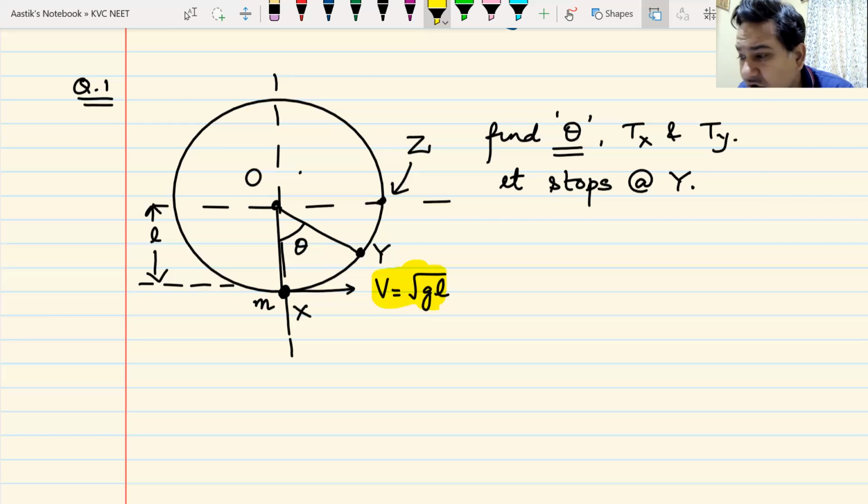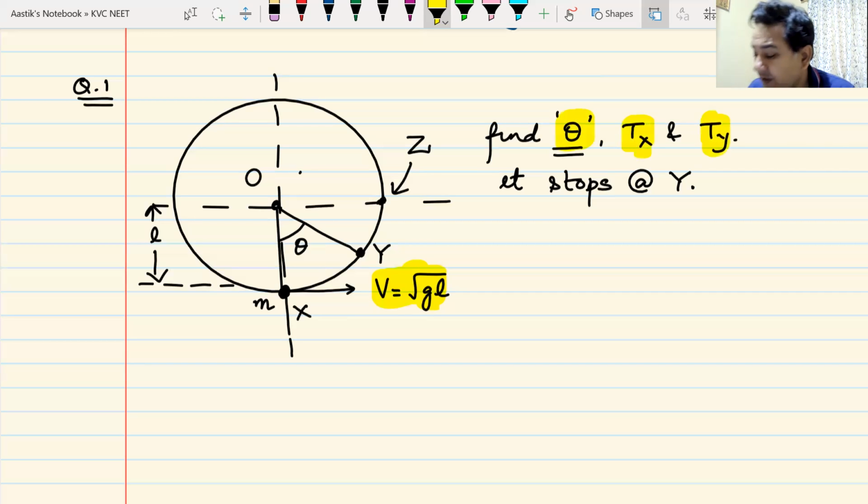Okay. Now it will reach somewhere between X and Z. X is the lowest point and Z is the midpoint. Let us call that point Y. So it stops at point Y. You have to find out what is the angle theta where it stops, what is tension at point X and what is tension at point Y.